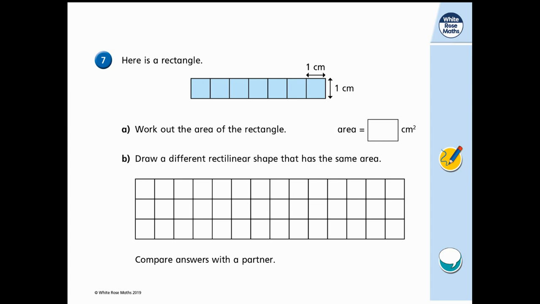So here I've got a rectangle. The rectangle has 1, 2, 3, 4, 5, 6, 7. 1 lot of 7, so that would be an area of 7. So like before, I want you to pause the video and draw yourself a rectilinear shape that's not a rectangle with an area of 7. So for example, you could have this. So about 1, 2, 3, 4, 5, 6, 7. Can you draw a different one?